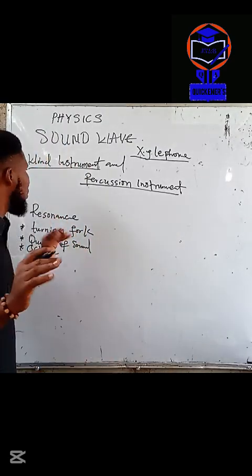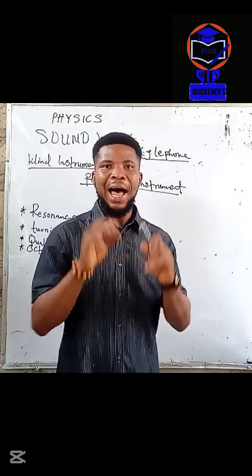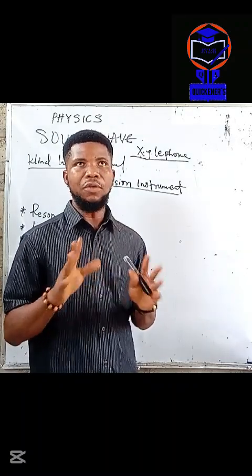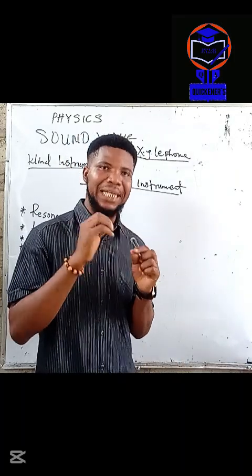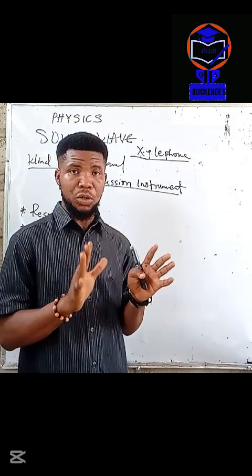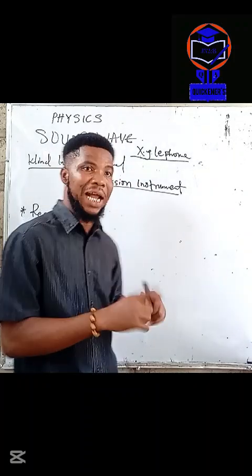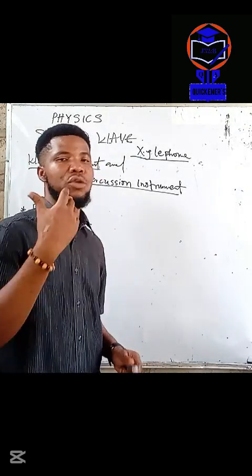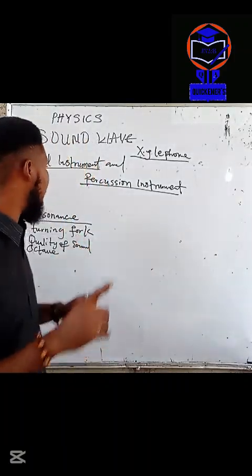Now, when we look at resonance, what is resonance? Every instrument has its own natural frequency. So, if an instrument is made to vibrate at that natural frequency, then we say that it is forced vibration. And remember, that forced vibration is happening at its own natural frequency. That's what we call resonance. Take note: the word resonance means setting an instrument into vibrating at its own natural frequency.